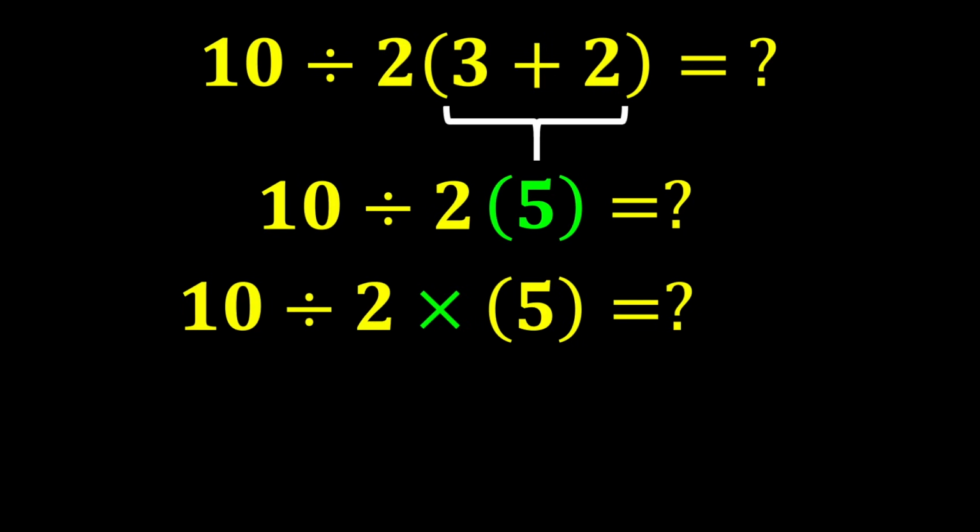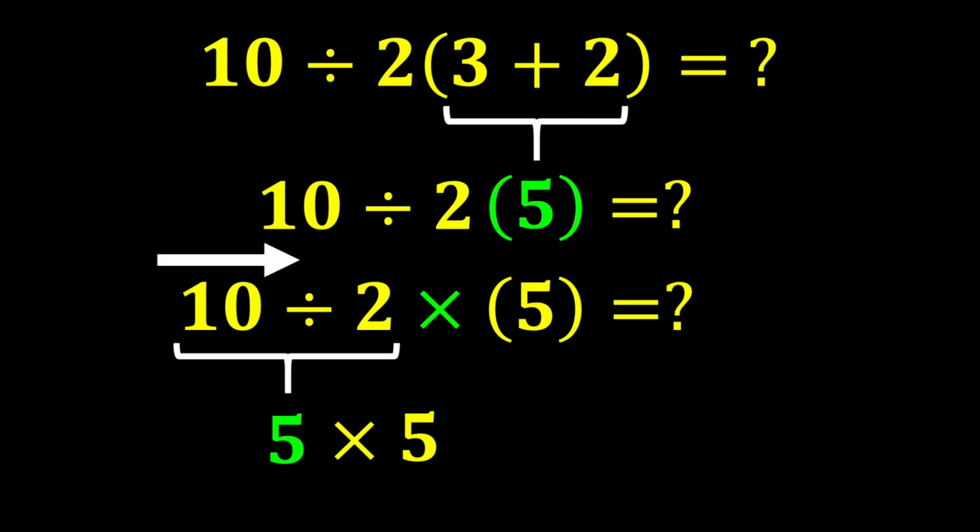In this expression, there is both division and multiplication. According to PEMDAS, multiplication and division have equal priority, so we move from left to right and perform whichever operation we encounter first. In this expression, if we move from left to right, we reach division first, so we perform the division first and then the multiplication. 10 divided by 2 gives us 5, and in the end, 5 times 5 gives us 25, which is our final answer.